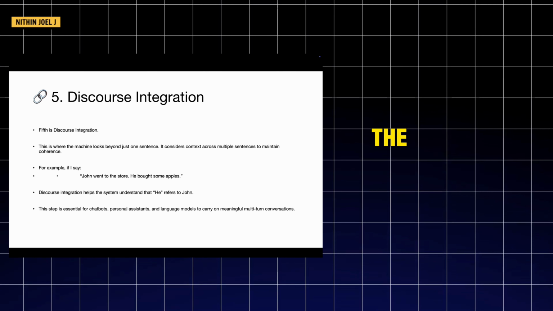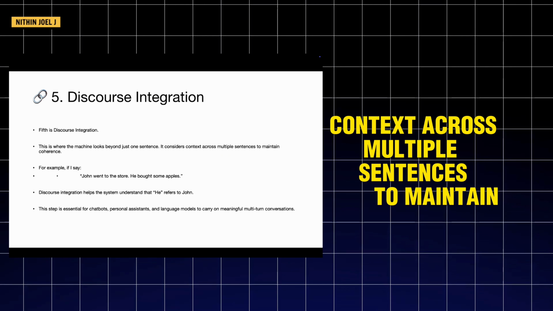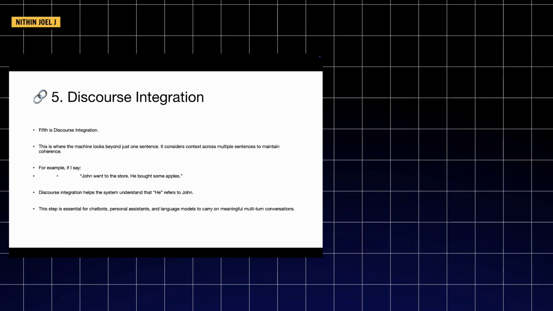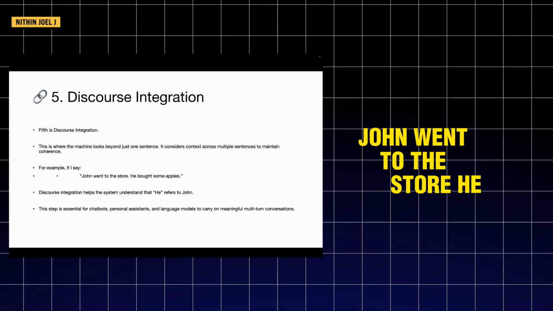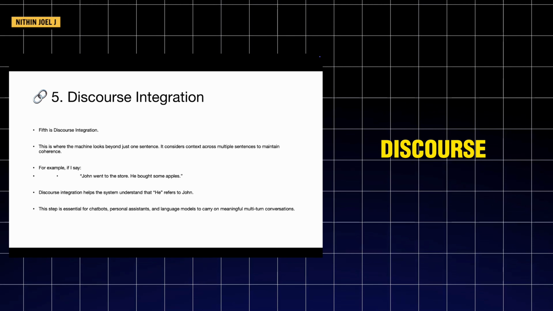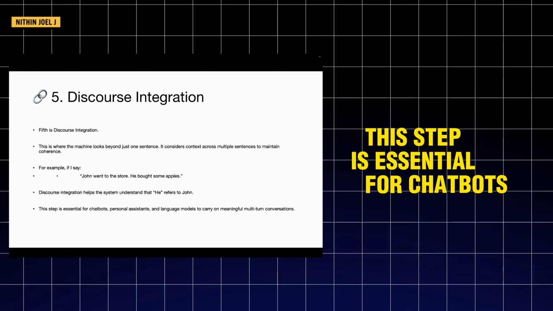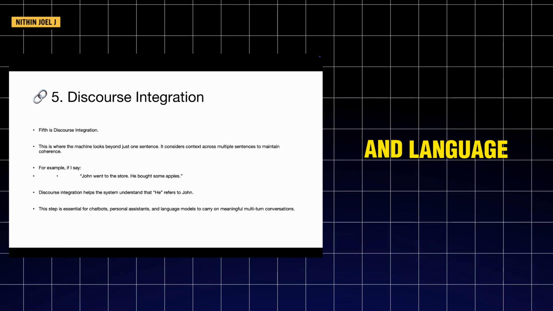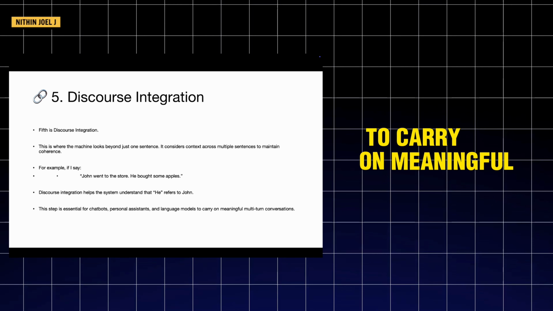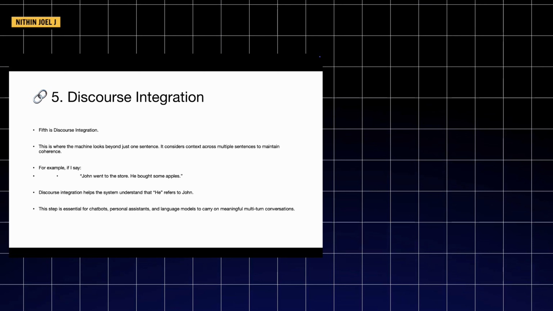This is where the machine looks beyond just one sentence. It considers context across multiple sentences to maintain coherence. For example, John went to the store. He bought some apples. Discourse integration helps the system understand that he refers to John. This step is essential for chatbots, personal assistants, and language models to carry on meaningful multi-turn conversations.